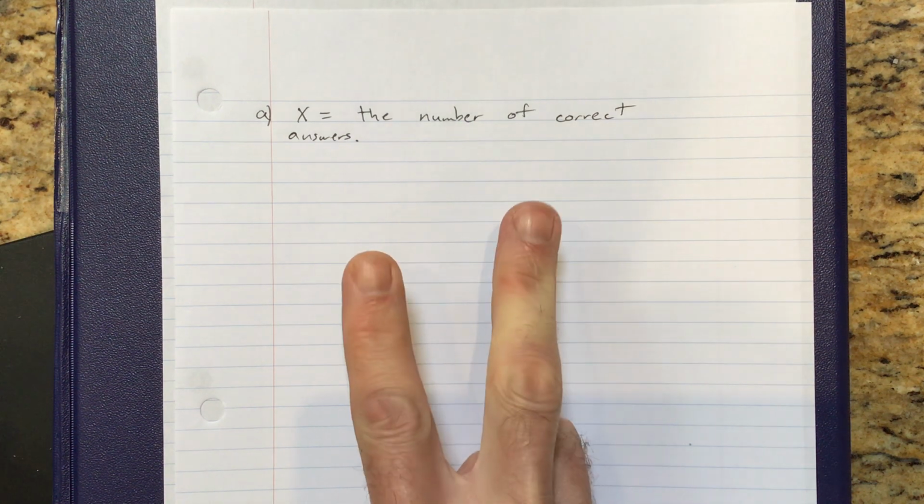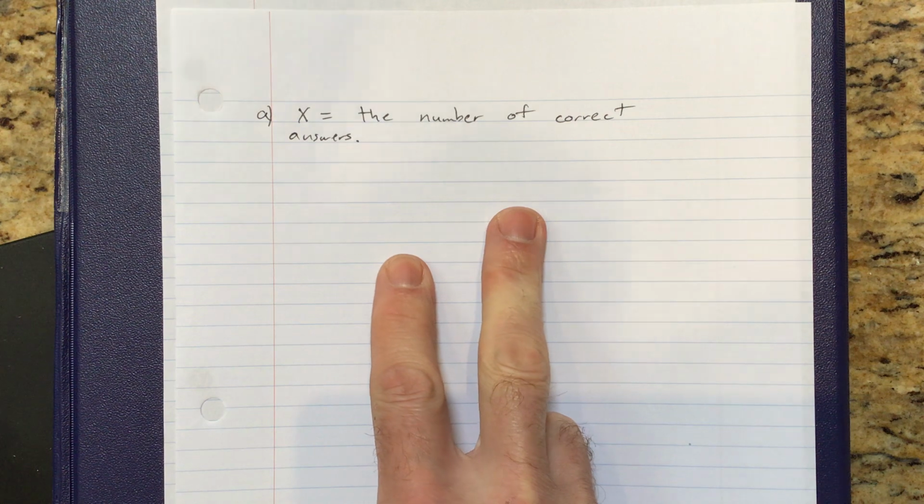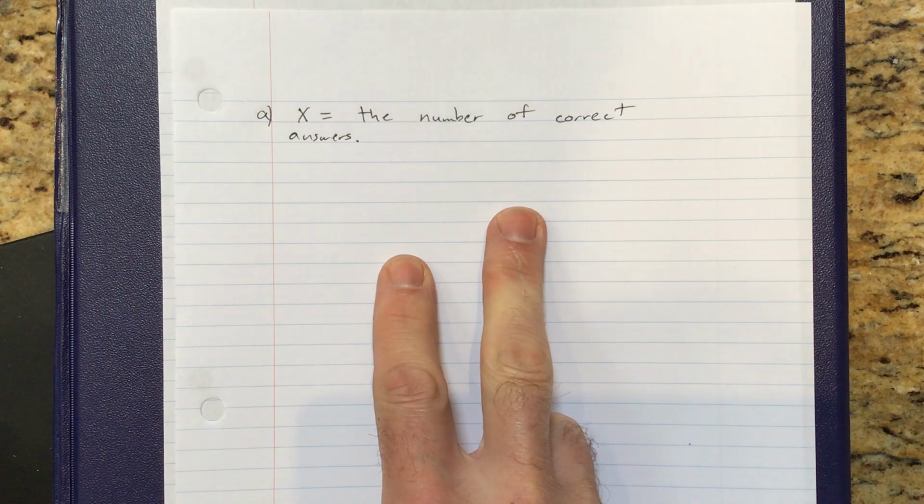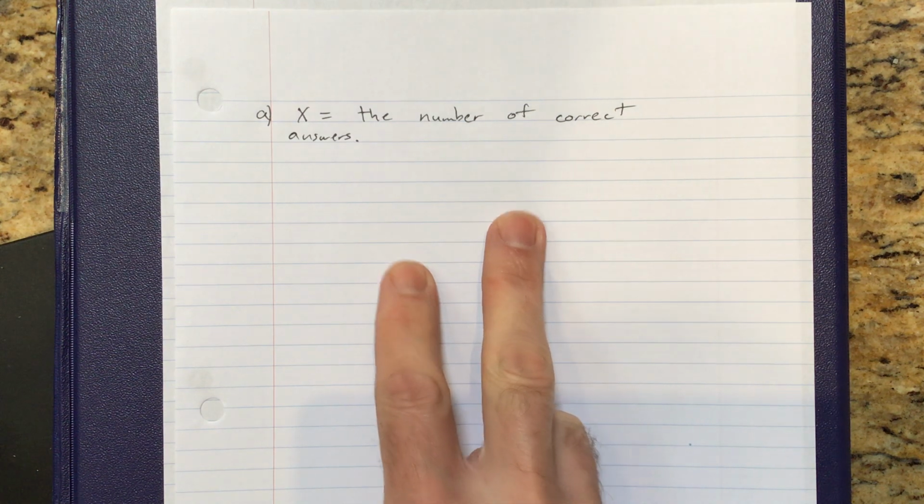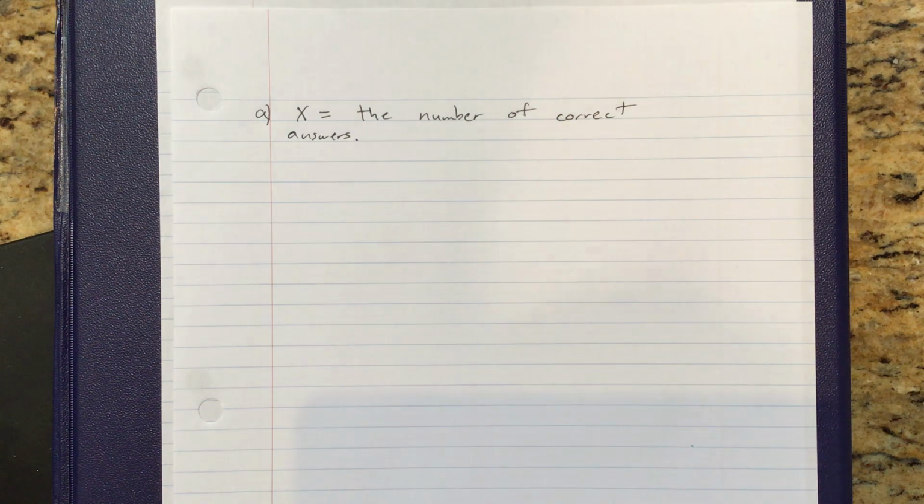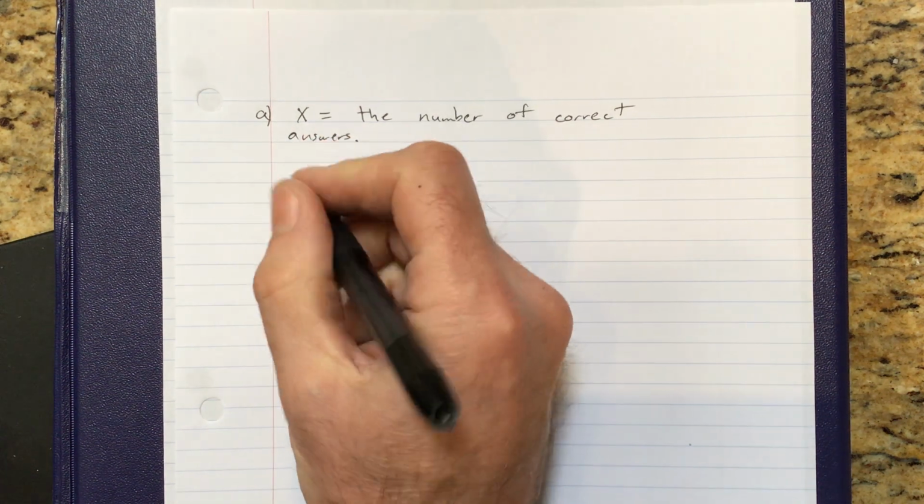Each question has 5 answers, one of which is correct. So our probability of success is 1 out of 5 for all 10. They're guessing, right? So we have independence, we have fixed probability. We're meeting all the criteria to be binomial. Oh, and there's only 2 possible choices. Forgot that one.